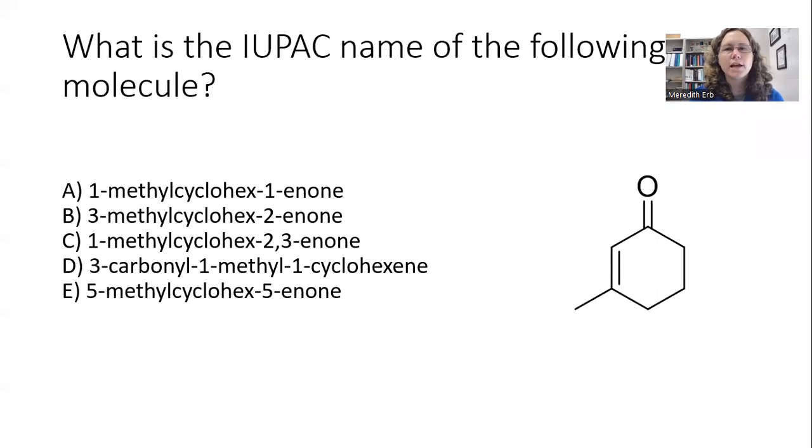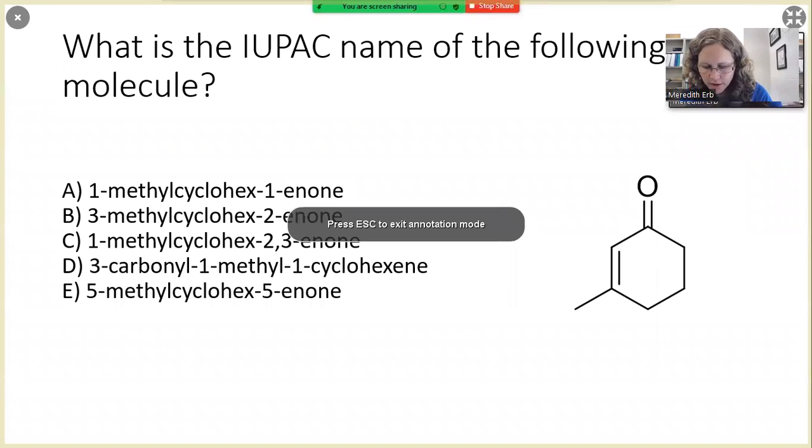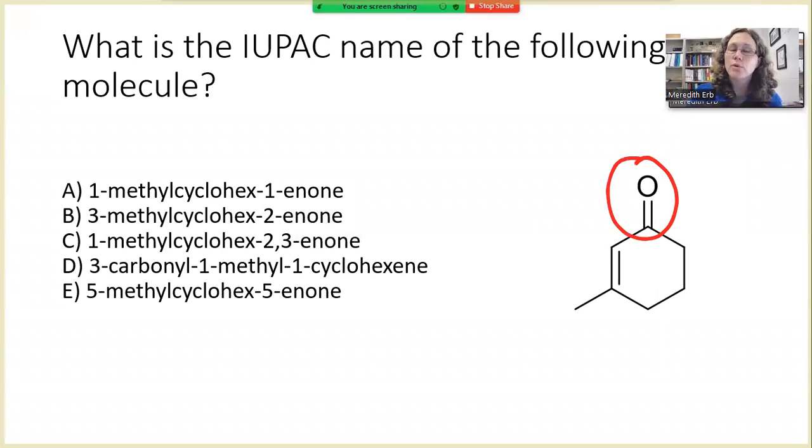This question asks, what is the IUPAC name of the following molecule? In this case, we have a molecule that has a ring, and we've also got two different functional groups. We have an alkene and we've got a ketone. We've got to figure out which functional group has the highest priority. If we think about that, the carbonyl compound, the ketone, will have higher priority than the alkene does.